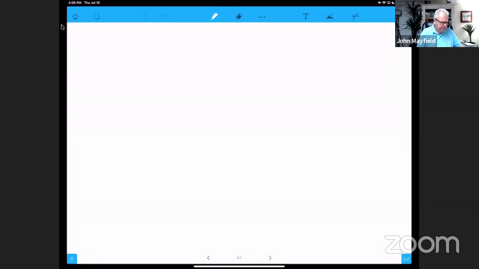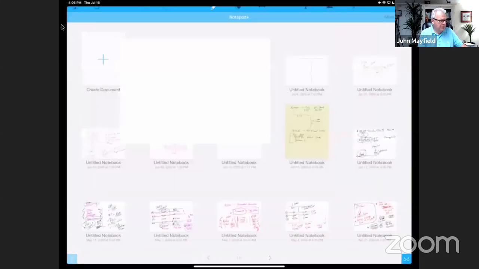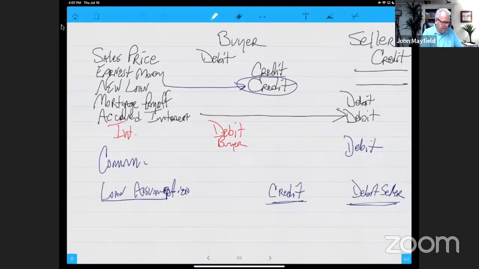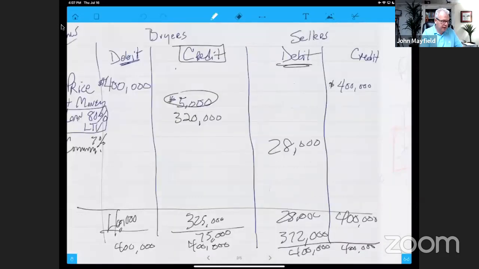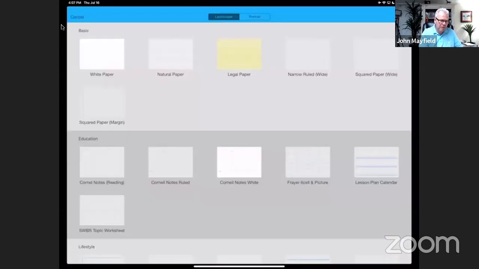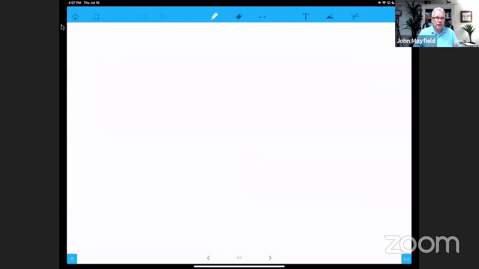Last week, I might be able to go back and pull that up. I went through this scenario last week where we went through some various items that would be on the closing statement. So let's take a look at a few, let's go back over that, and then I'd like to work through a little sample closing problem with you and help you understand how to do that.